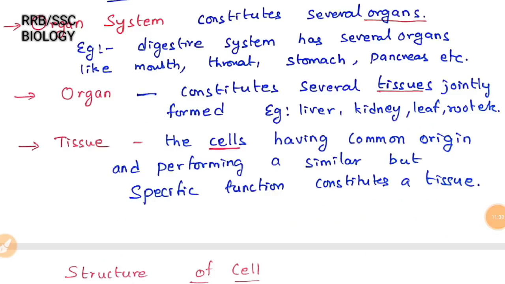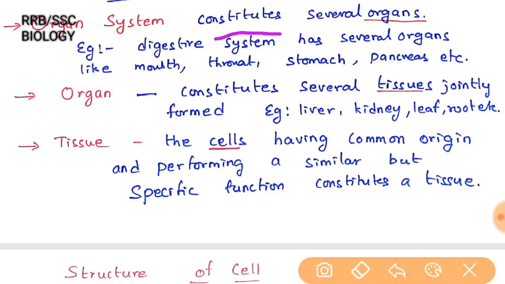What is an organ system? See, friends, we are going to see in the forthcoming videos several systems like the skeletal system, nervous system, digestive system, reproductive system, circulatory system, and many systems as such. See friends, these organ systems constitute several organs, in the sense several organs come together to form an organ system. For example, the digestive system. In this we have organs like stomach, pancreas, intestines, throat, mouth, etc.